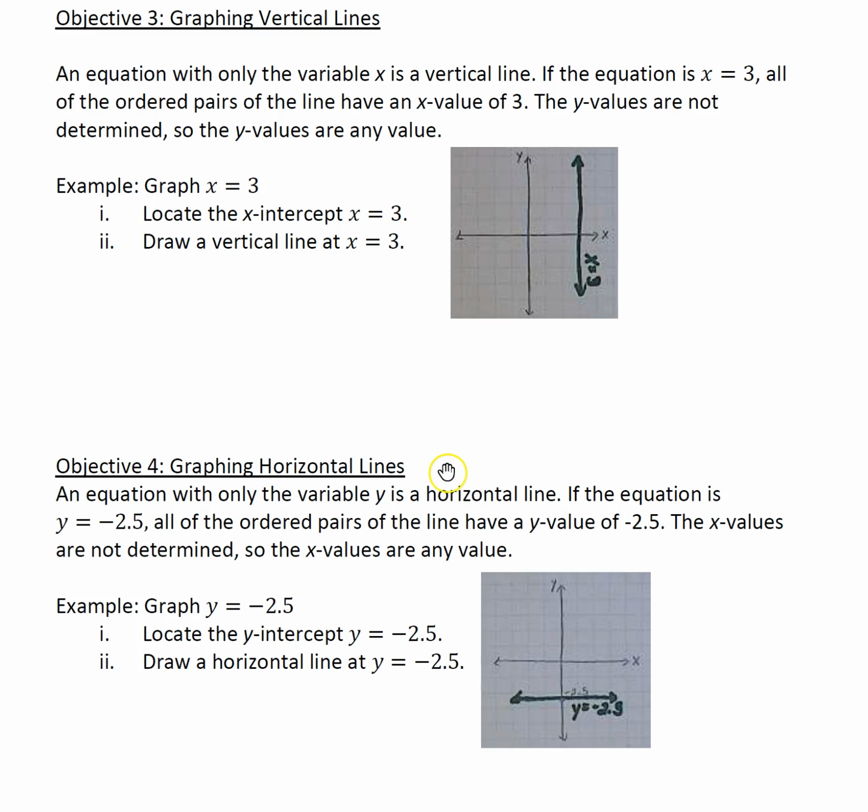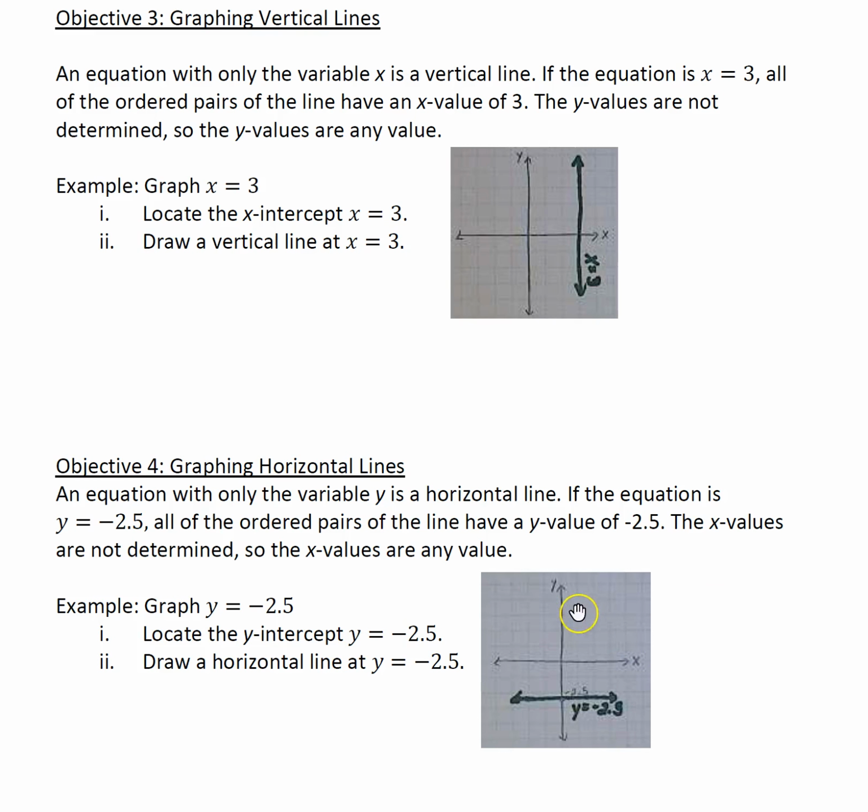Now to graph a horizontal line, an equation with only the variable y is a horizontal line. If the equation is y equals negative 2.5, all of the ordered pairs of the line have a y value of negative 2.5. The x values are not determined, so the x values can be anything. For my example, let's take y equals negative 2.5.